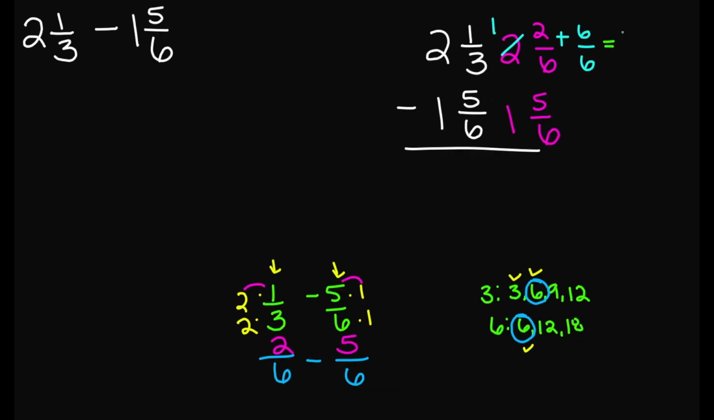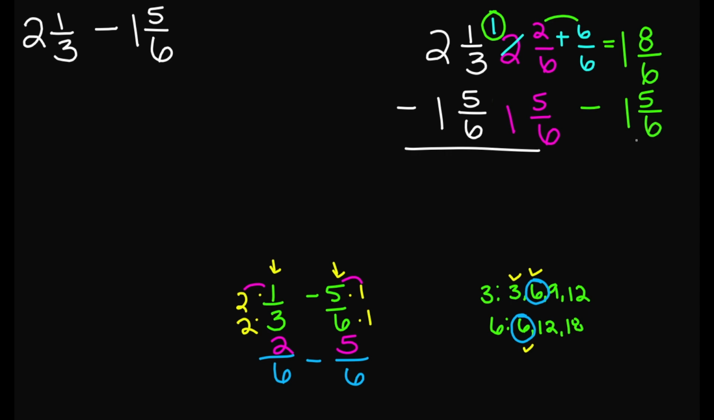So now you're going to have 1. This is your whole number here, which is what we have here. And then you're going to add your 2 plus your 6. That's going to be 8, and that's going to be over 6. Minus, here you have just your 1 and 5/6.